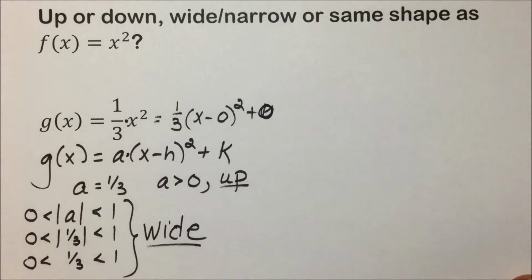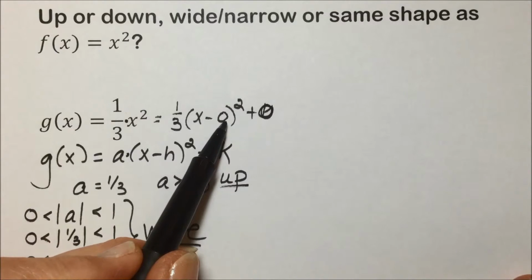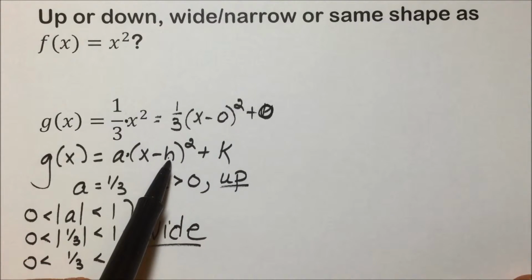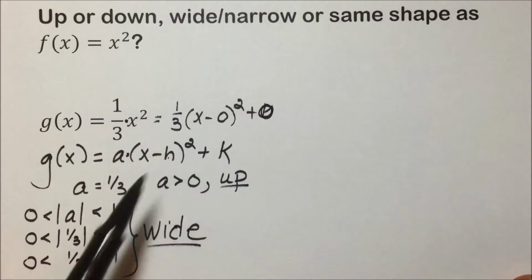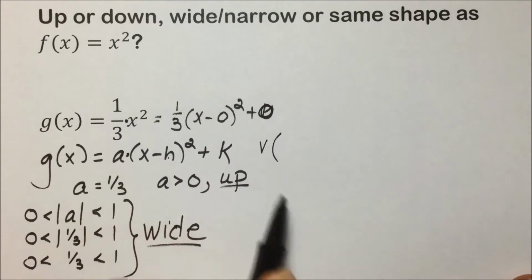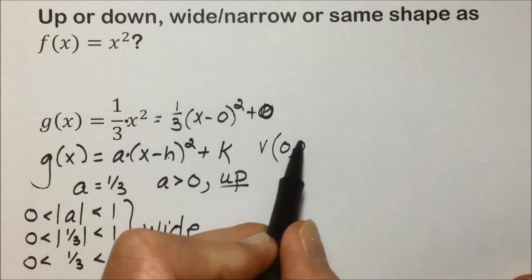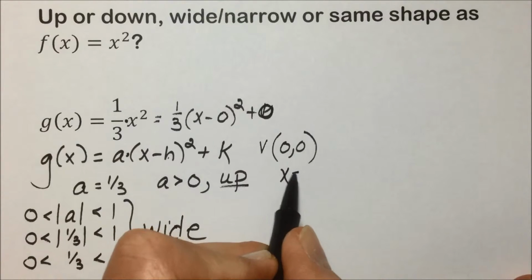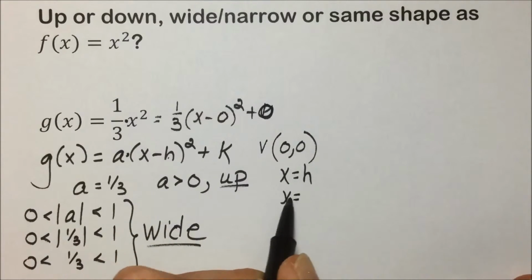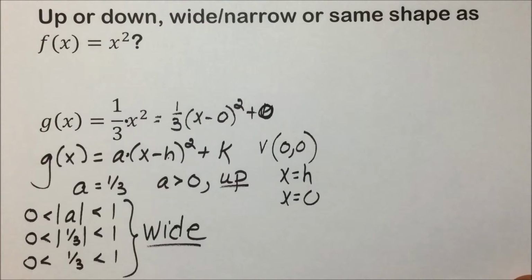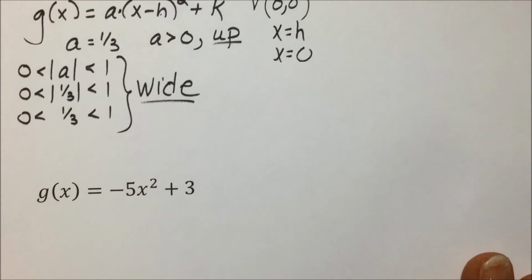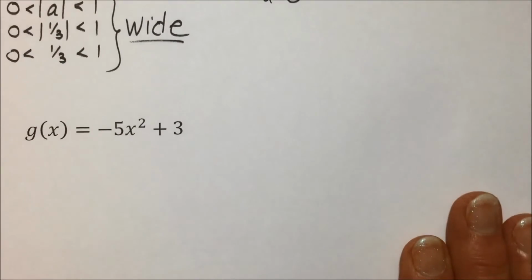To further investigate this in the event they asked for a graph, comparing it to the standard form, the h is 0. There's nothing being subtracted before it's squared. There's nothing being added on. The vertex of this parabola would be at the origin, 0, 0. There's no translation. And our axis of symmetry, which is x equals h, would be x is equal to 0, essentially the y-axis. In this next problem, same questions are being asked.